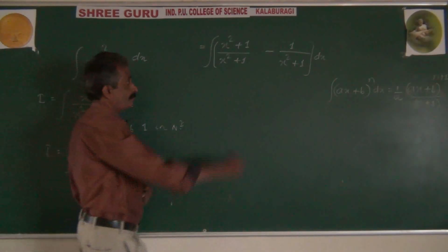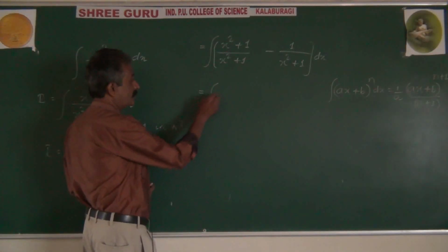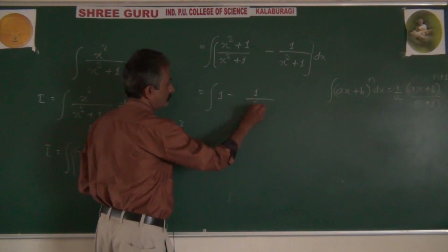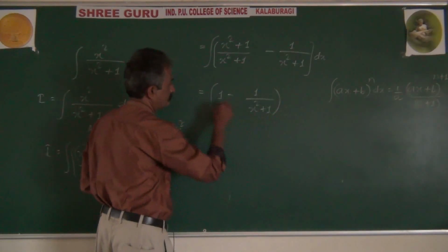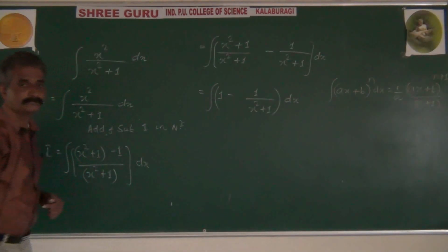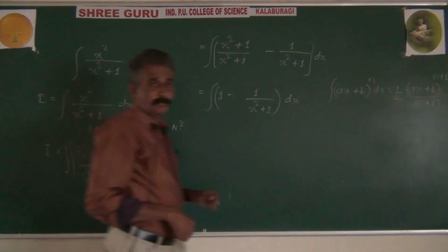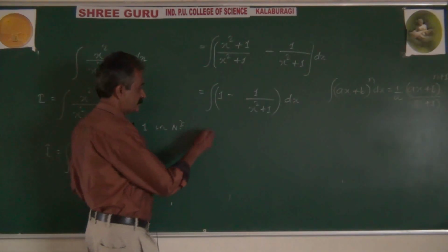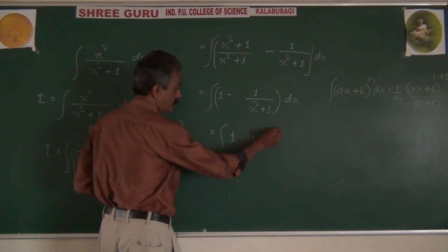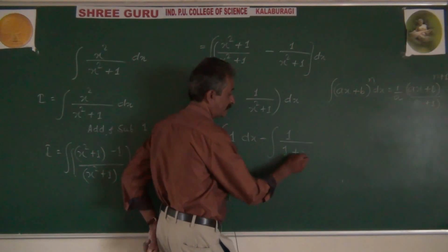Now in the process, x square plus 1 will cancel out. So that is equal to integration of 1 minus 1 by x square plus 1. Now we can break into how many terms? Two terms. First term, integration of 1 dx minus second term, integration of 1 by 1 plus x square dx.